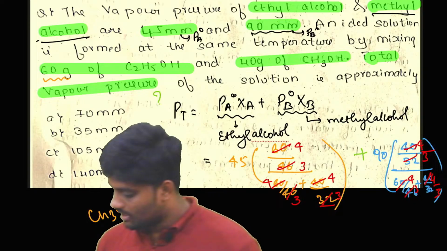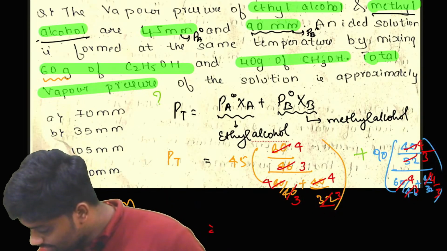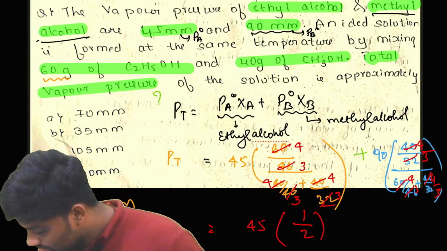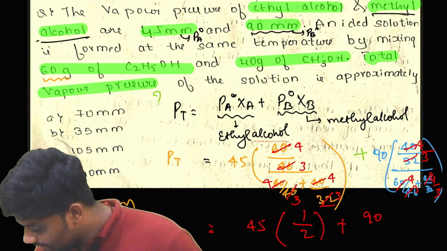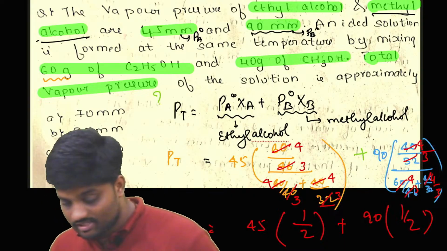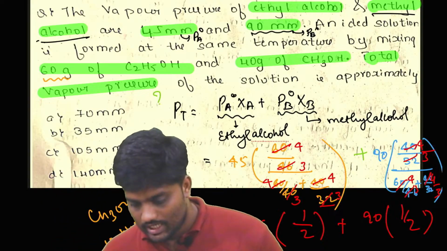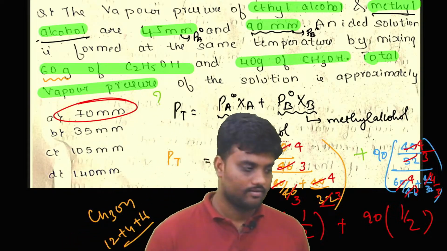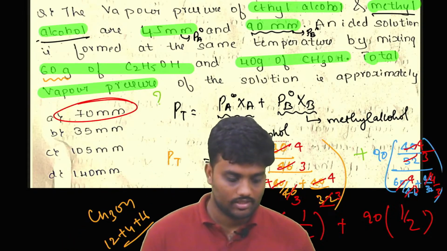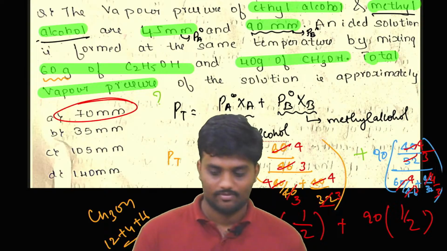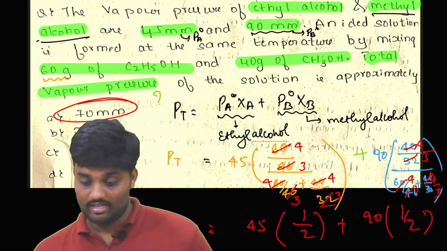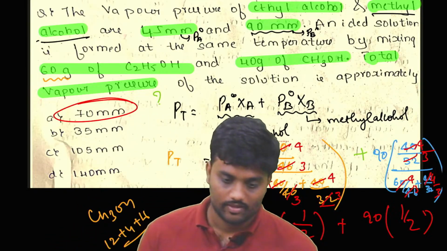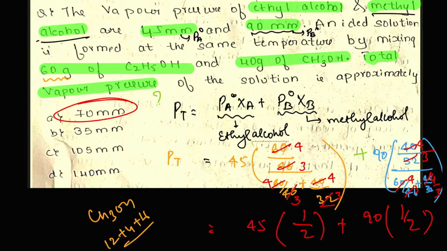This comes out to be 4/3, so 45 into 1/2 plus 90 into 1/2. At least now you do the calculation. It will be almost around 70 mm. Try that and see how I did it.